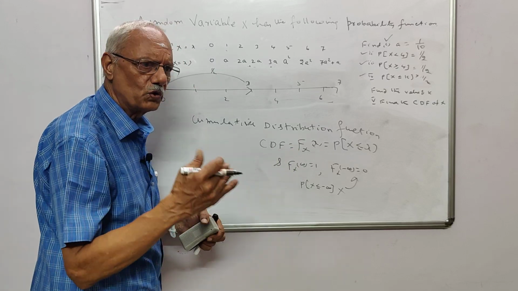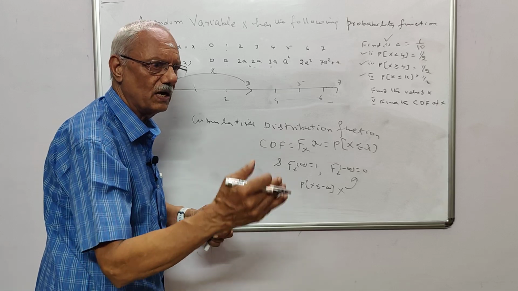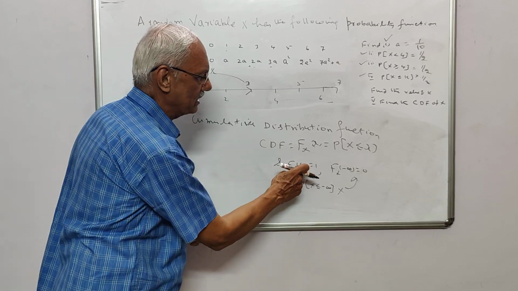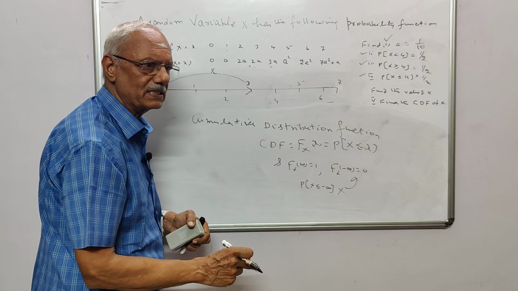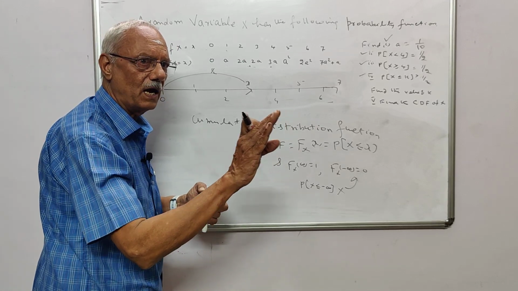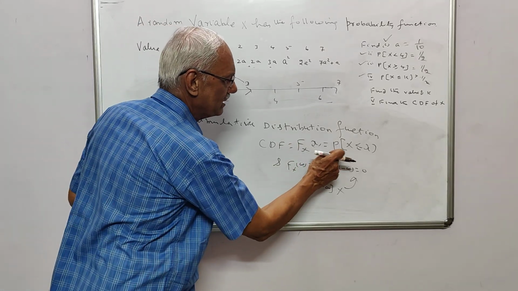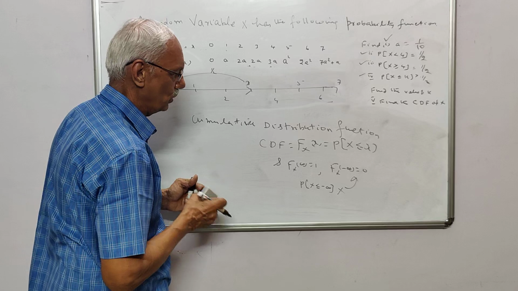Now that means what? You cumulate. You add the probabilities one after the other up to a point. It is stated here: up to x means stop at x and find the sum of the probabilities up to x. Can you understand? So this is the meaning of this. That is why this is P of x is less than or equal to x.